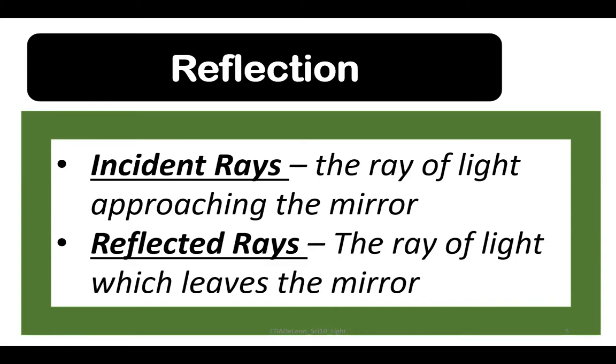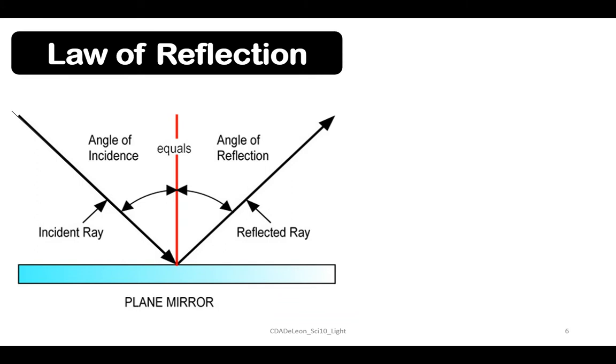Now, we have two important terms here for us to understand the law of reflection. Incident rays are the rays of light approaching the mirror, while reflected rays are the rays of light which leave the mirror. To understand that, let's examine this illustration.